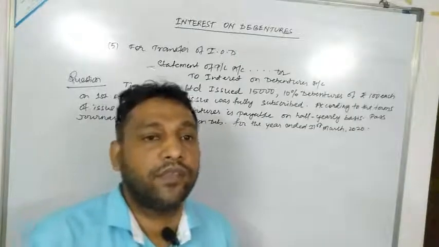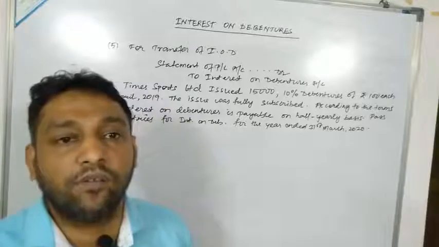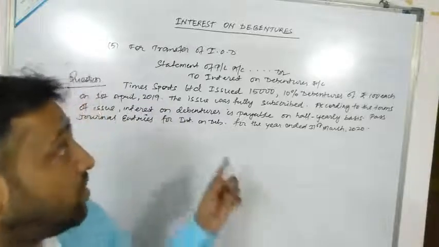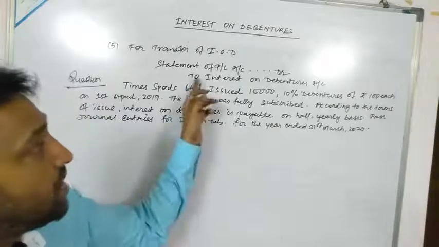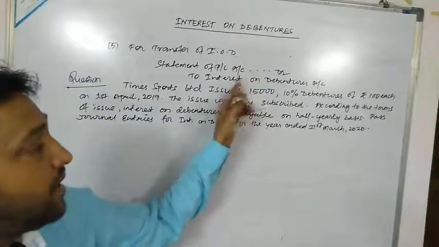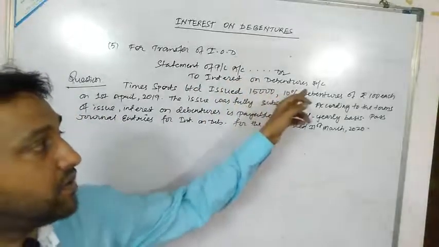So one more entry is there, that is for transfer of interest on debentures. So what will be the journal entry for transfer of interest on debentures? Statement of profit and loss account debited to interest on debentures account.